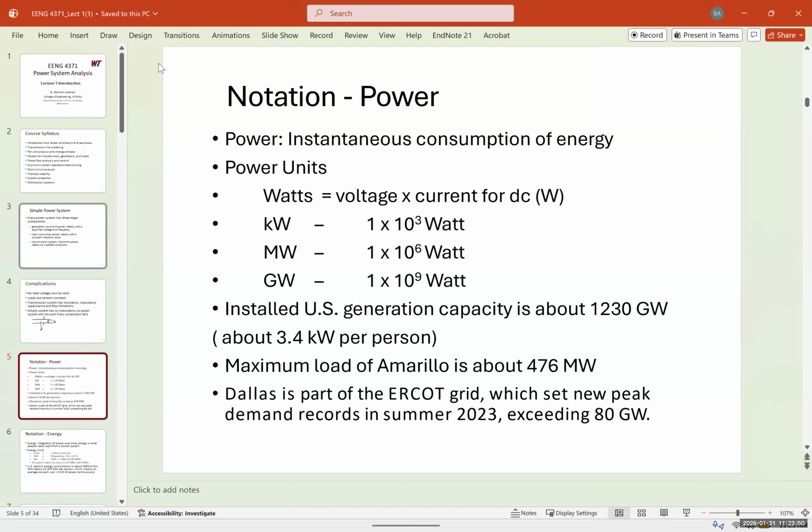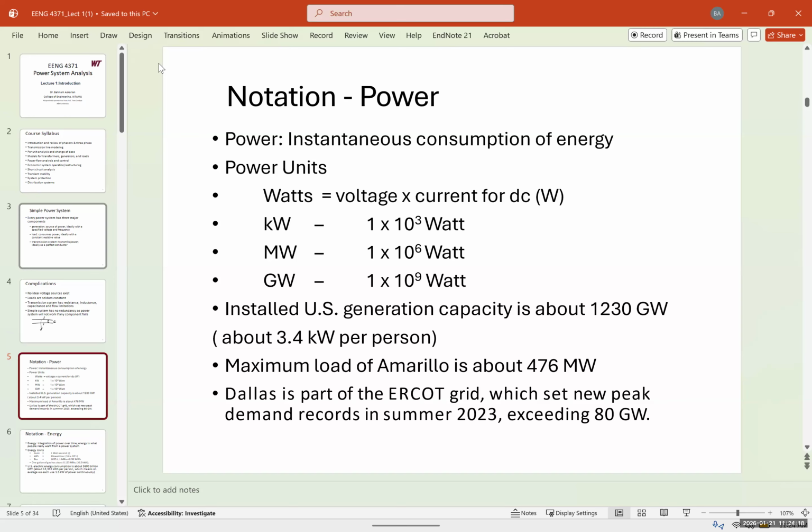So, some notations of power. Power is instantaneous consumption of energy. Power unit is usually watts, which is voltage times current for a DC circuit. 1 kilowatt is 1,000 watts. 1 megawatt is 1 million watts, or 1 times 10 to the power of 6. And 1 gigawatt is 1 billion, or 1 times 10 to the power of 9 watts.